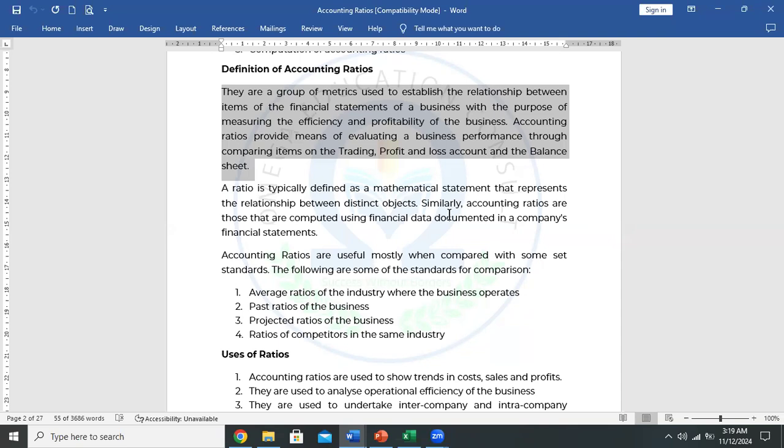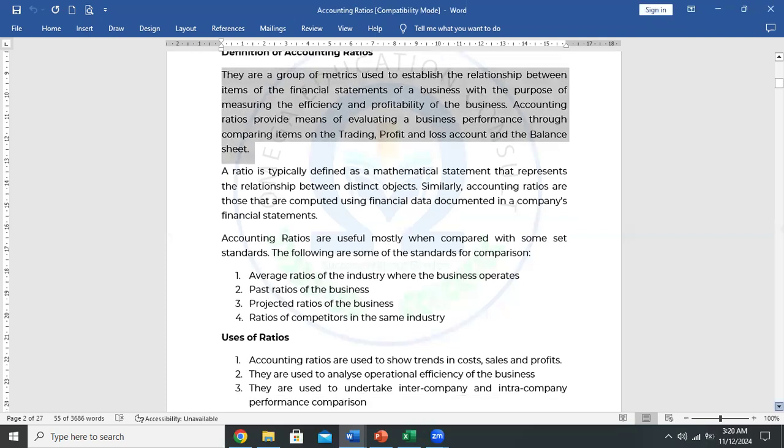Now, it goes on to say a ratio is typically defined as a mathematical statement that represents the relationship between two distinct objects. Similarly, accounting ratios are those that are computed using financial data documented in a company's financial statement, right? Okay. Now, why are we even looking at these ratios in the first place? So that will put us to the uses of accounting ratios.